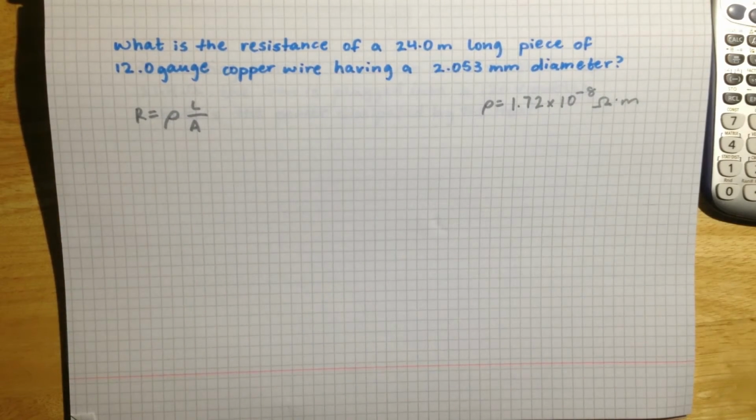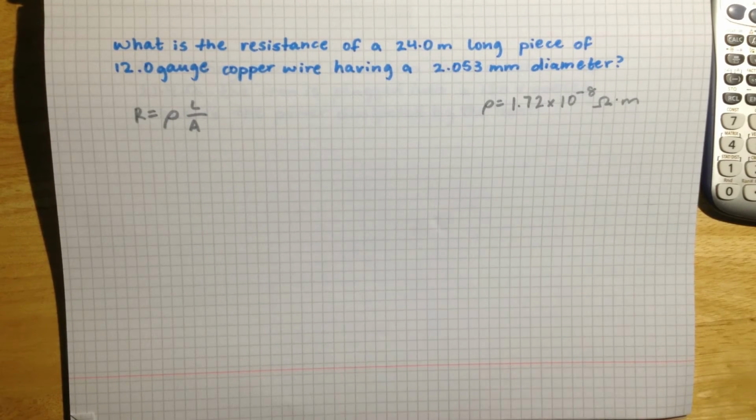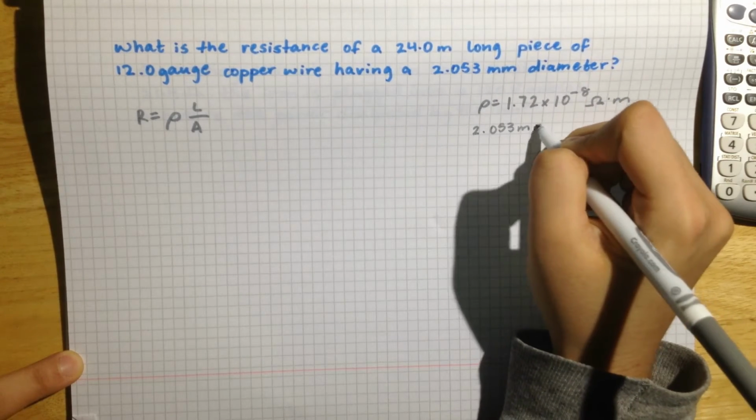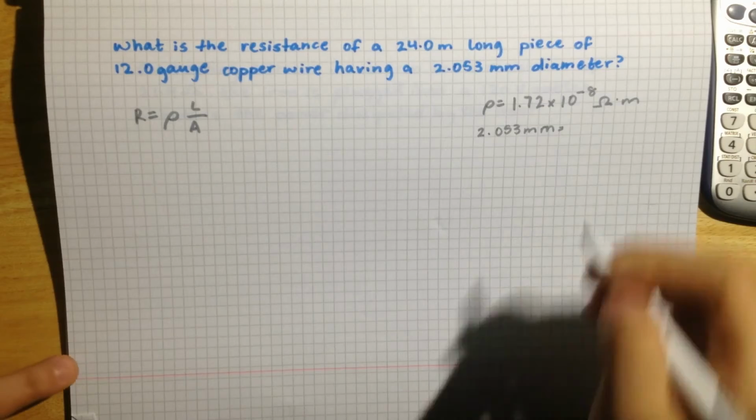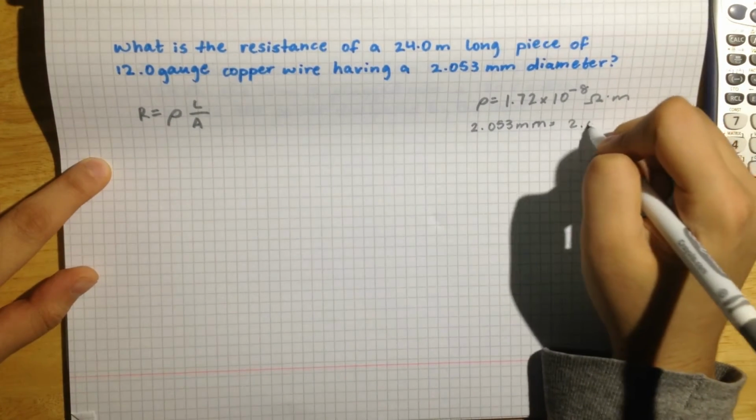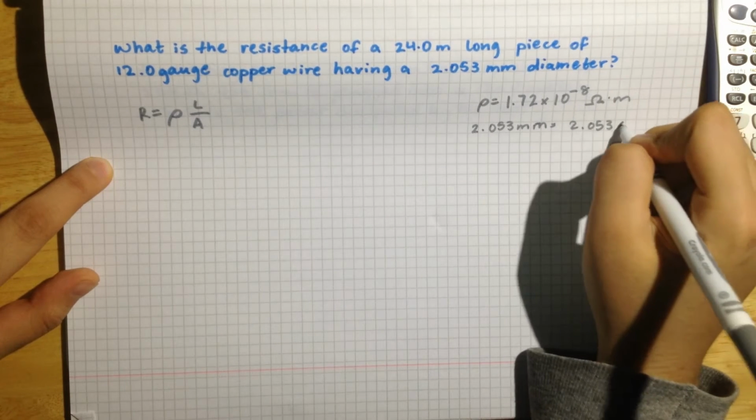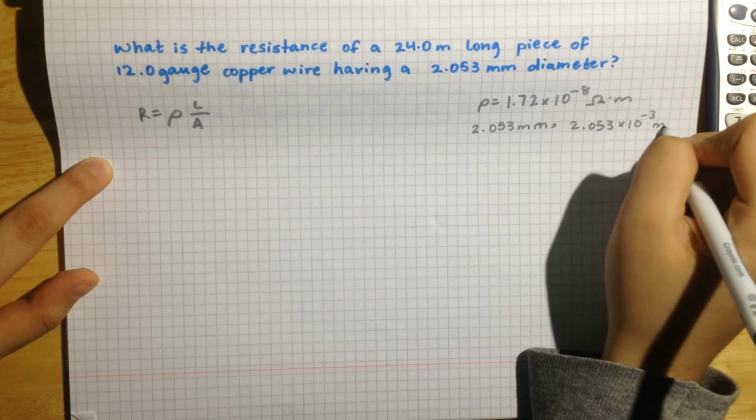And the next thing we have to do is convert this diameter into meters, and then divide it by 2 to get the radius, so we can plug it into the formula for area and then find the area before we put the area into the equation. So first of all, 2.053 millimeters is equal to 2.053 times 10 to the negative 3rd meters.